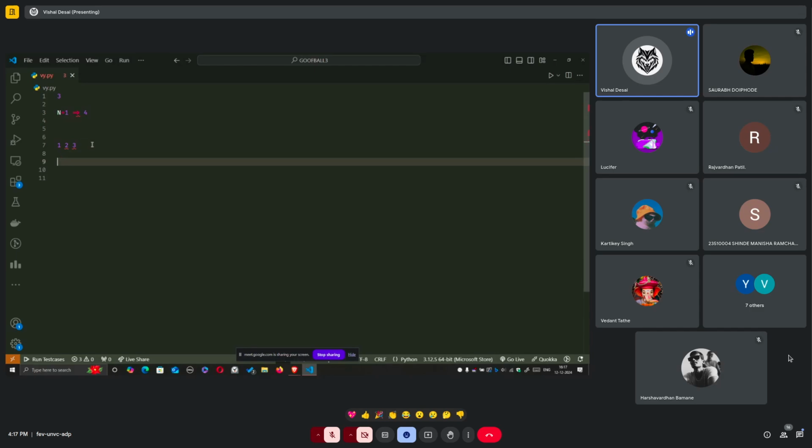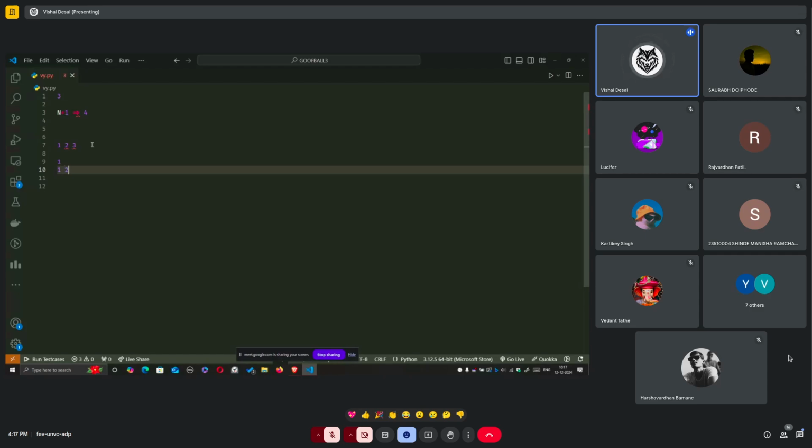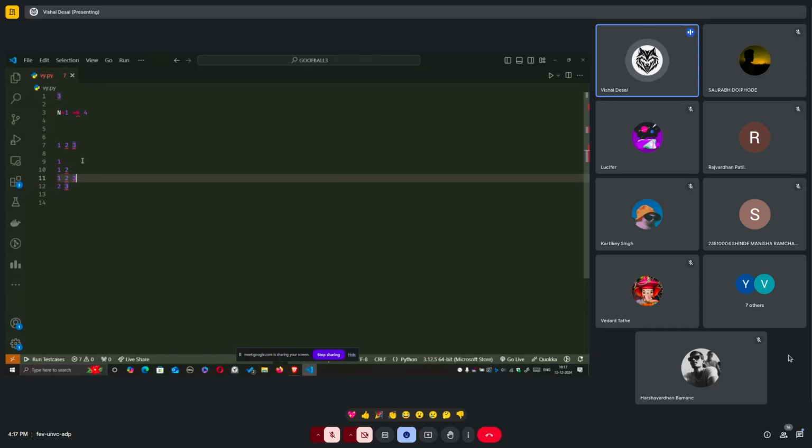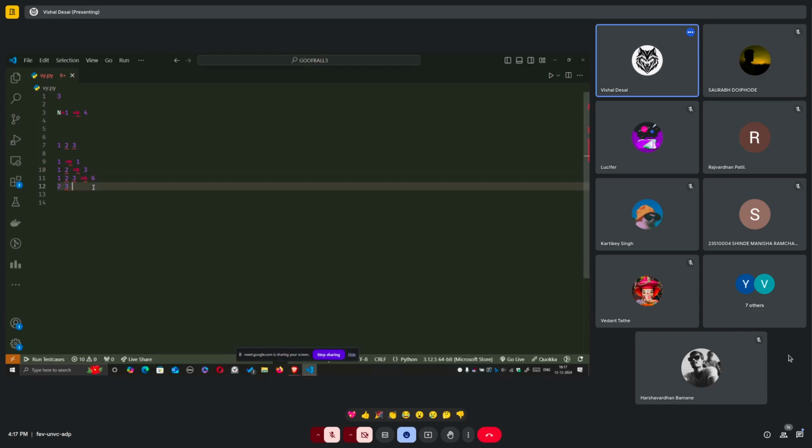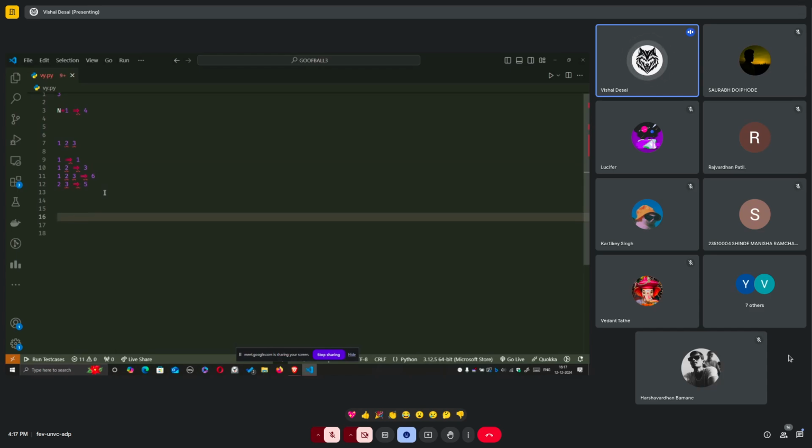So what are the subarrays possible in this? 1, 1 2, 1 2 3, and 2 3. Okay, so the sums of these subarrays are, for this it is 1, for this it is 3, for this one it is 6, for this one it is 5. All right. So is any of them divisible by 4?